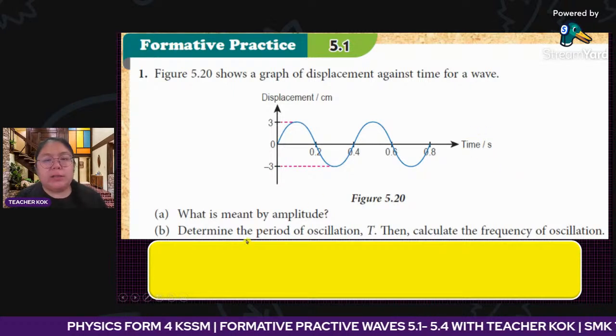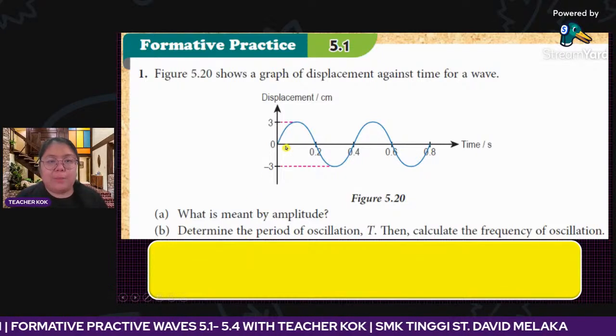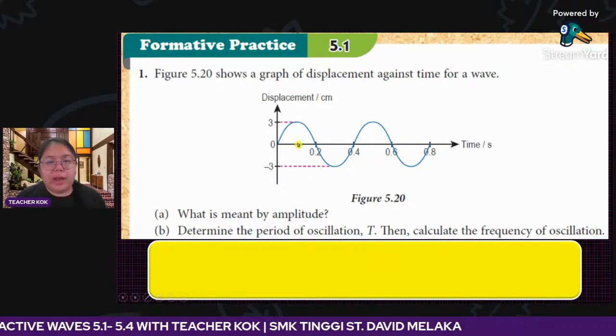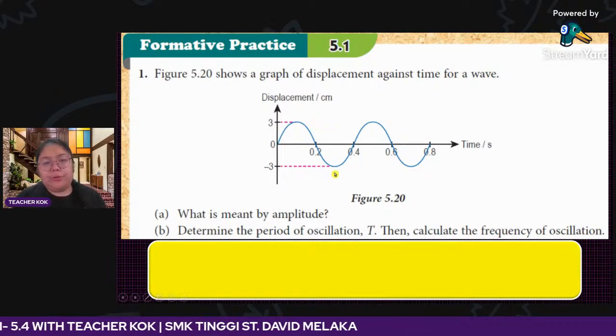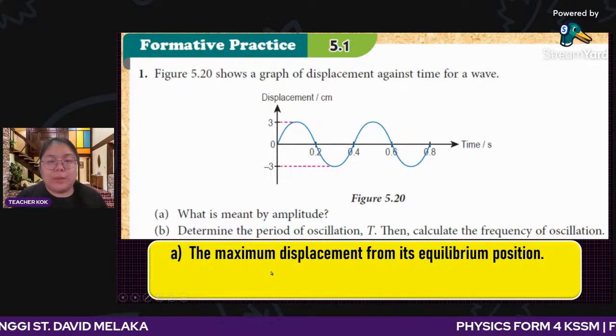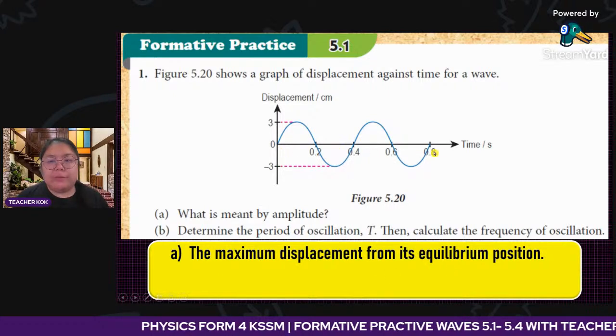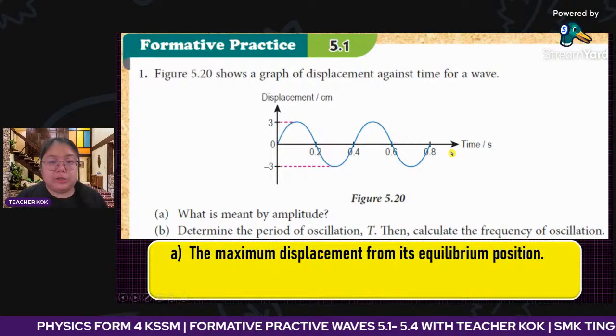The first question asks what the amplitude means, so we just give the definition. For amplitude, we can read at the top maximum or at the bottom. The definition of amplitude is the maximum displacement from the equilibrium position. The center line we call the equilibrium position.